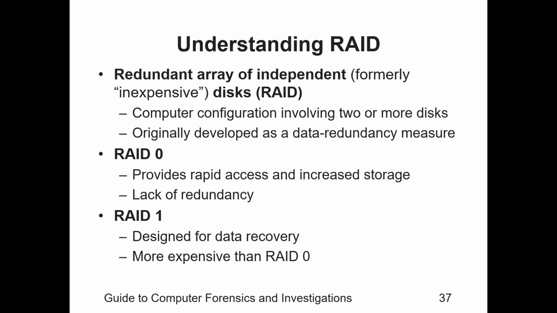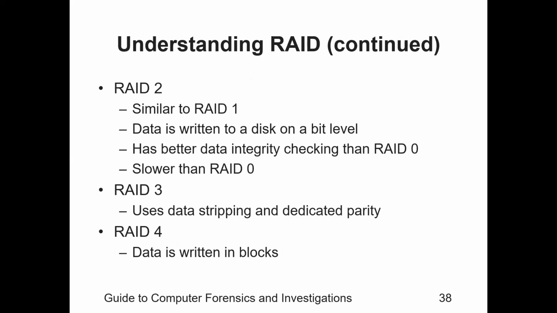We can have a RAID 0. This provides rapid access and increases storage. However, it lacks redundancy. Then we have RAID 1. You choose different types of RAID when you want to split into smaller components, because we've seen size is a big challenge. By the time you go to RAID 2, you should have done a RAID 1. In RAID 2, data is written to a disk on a bit level, and it has better data integrity checking than RAID 0. However, it is slower than RAID 0. RAID 3 will now use data striping and also dedicated parity. RAID 4 allows data to be written in terms of blocks.